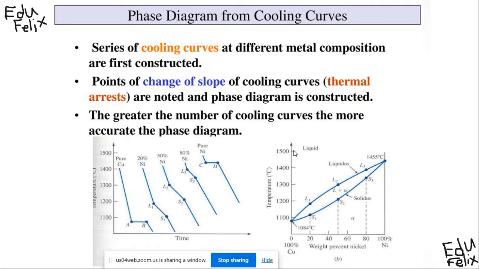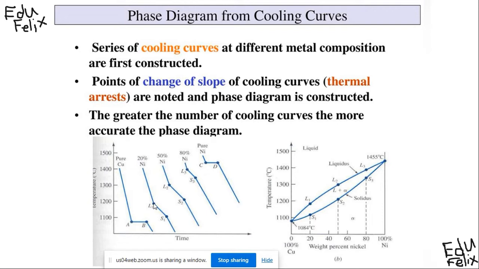So in that case you can draw it here and see what is the melting point of copper. This is a combination of copper and nickel, right? So after some, you can see 20% nickel, 50% nickel, 80% and pure nickel. Likewise you can change the composition and find out what kind of transition temperatures there are.